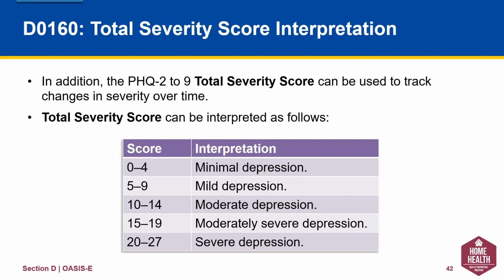In addition, the PHQ-2 to 9 total severity score can be used to track severity over time. Total severity scores can be interpreted as follows. 0 to 4, minimal depression. 5 to 9, mild depression. 10 to 14, moderate depression. 15 to 19, moderately severe depression. And 20 to 27, severe depression.